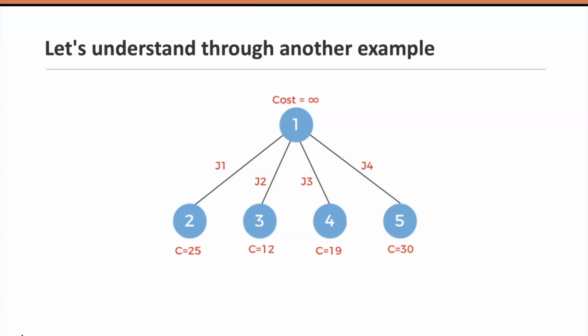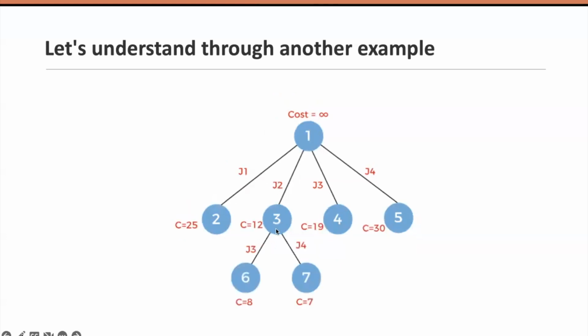Since node 3 works on job 2, it will be expanded into two other nodes, right? So if we expand node 3, there are 2 jobs we can do, that is job 3 and job 4. The cost of job 3 is 8, and the cost of job 4 is 7. So node 6 works on job 3, while node 7 works on job 4.